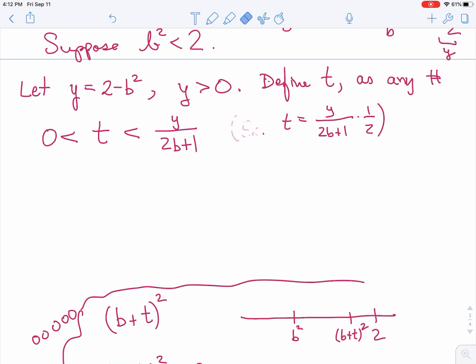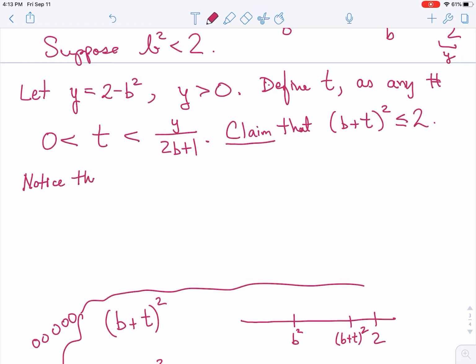And so I've got definitely a number t, and now I claim that b plus t, if I square it, is going to be less than or equal to 2. Right? And I'm going to prove that claim. And then notice, and this is where, if you paused the video, maybe you saw this earlier, notice that this means that b plus t is an element of S.